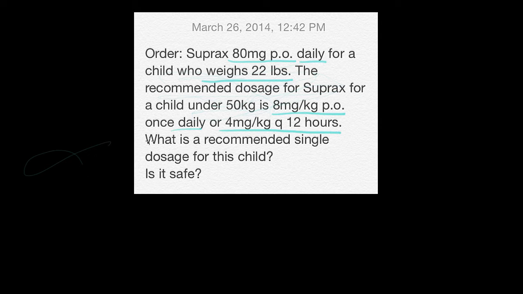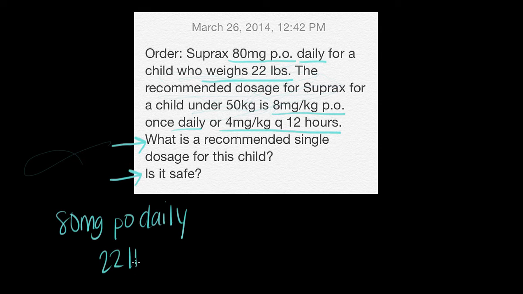So this is a two-part question, right? We have, what is the recommended single dose for this child, and is it safe? So we have to figure out a couple of things here. So we have our order, and I'm going to write down here: my order is for 80 milligrams PO daily for my child. So I know the child weighs 22 pounds.